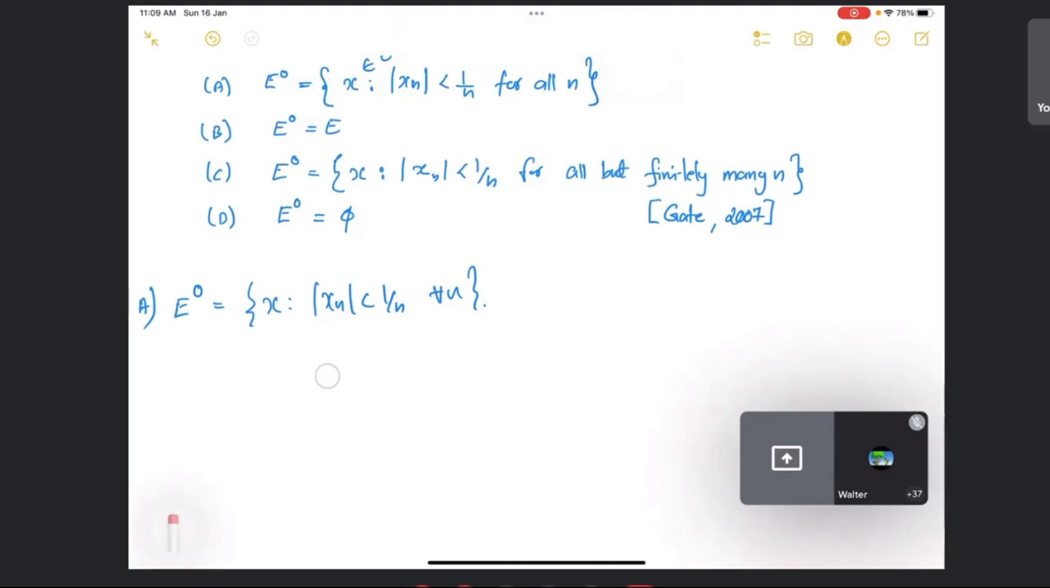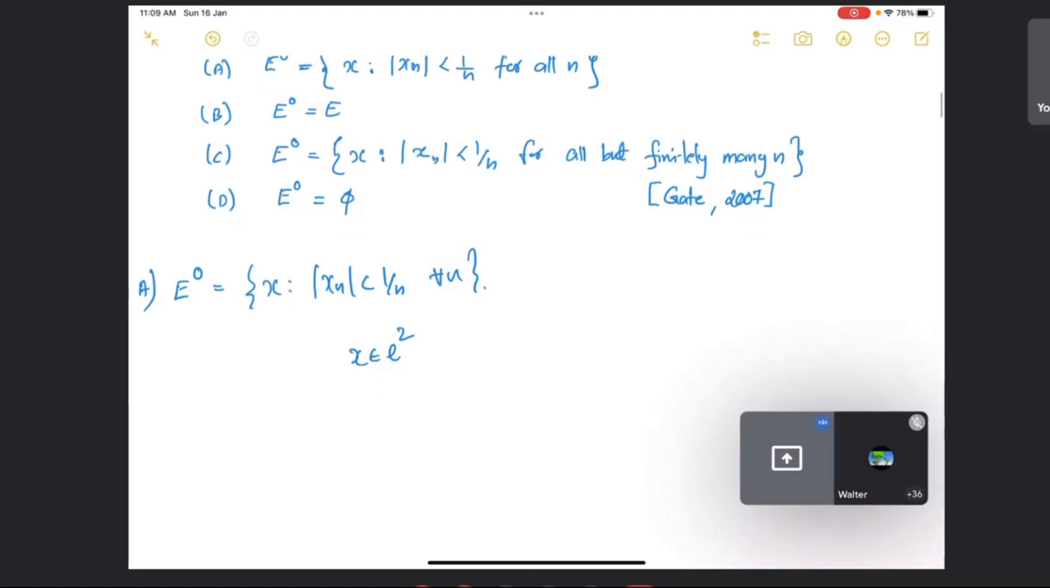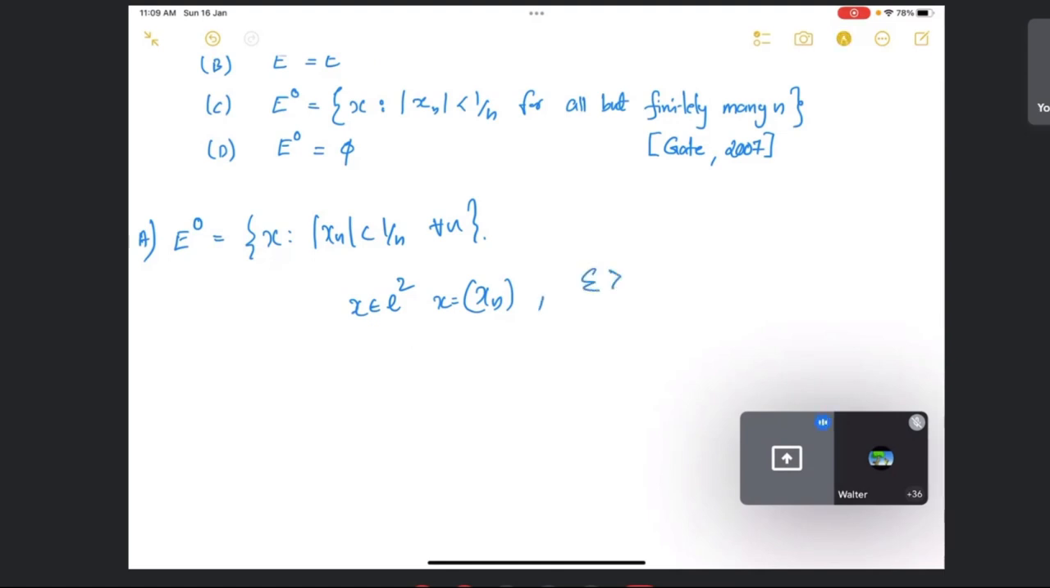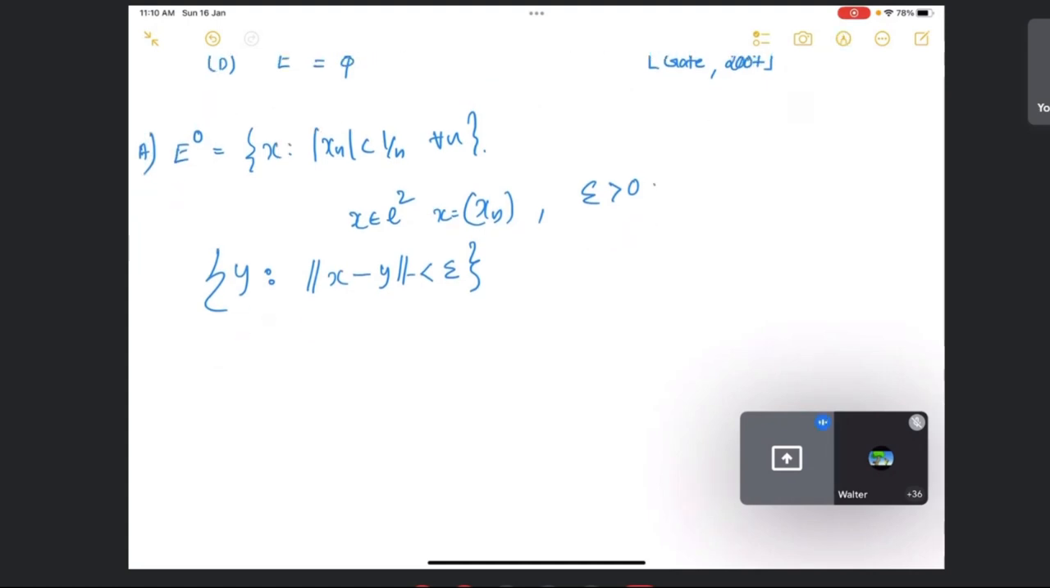So how will a neighborhood in L2 look like? Once I tell you this, you may be able to answer this question. You take a point X in L2, which is a sequence, X equal to Xn. You are given an epsilon greater than zero. You are looking at an epsilon neighborhood of X. This will be the set of all Y such that the norm of X minus Y is less than epsilon. Correct, right? And what is the norm of X minus Y in L2? The norm is the summation of modulus of Xn minus Yn square, which is less than epsilon.